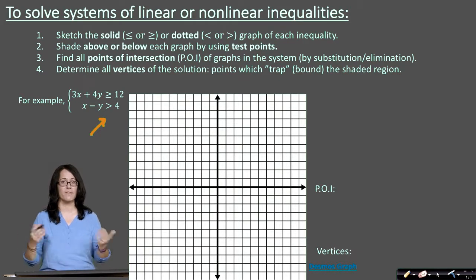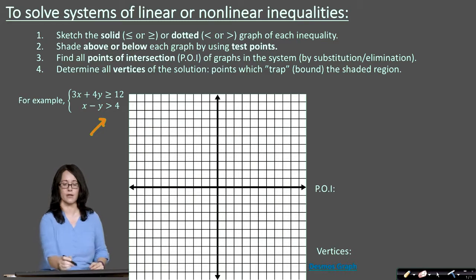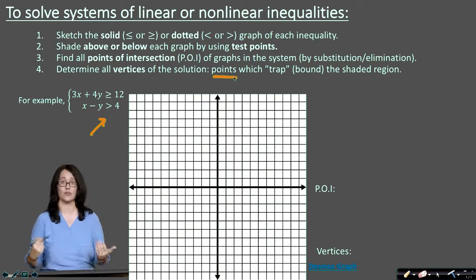And finally, find your points of intersection like we did in our previous videos using substitution and or elimination. Once you've done that, you're going to label your vertices that trap the shaded region. Those vertices are your points of intersection, not just random points. These are points of intersection, which do in fact trap your shaded region. Okay, so let's begin with this example.